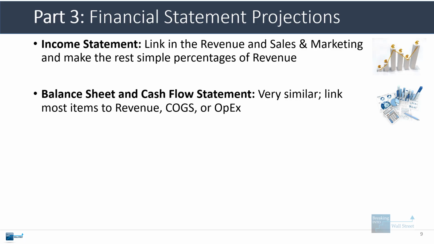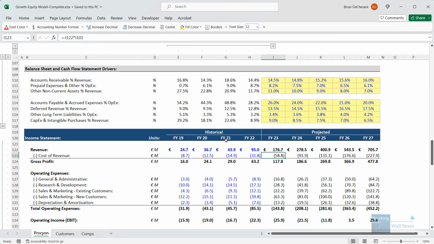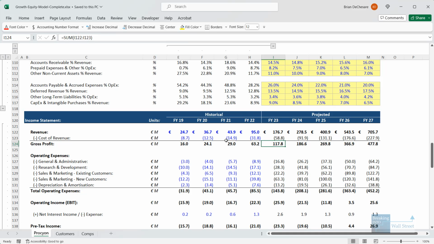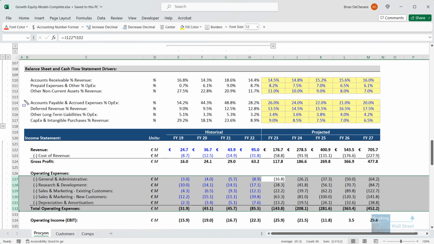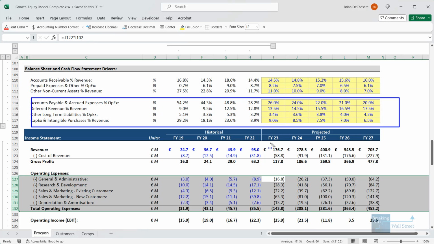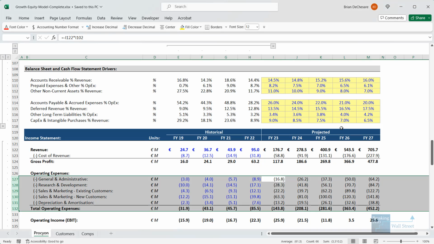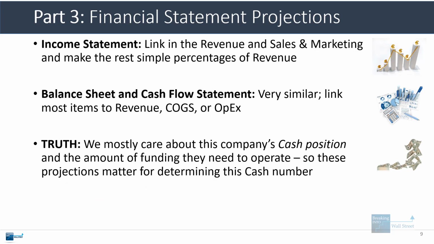The balance sheet and cash flow statement are quite similar. Most of these items here are going to be linked to the operating expenses, if you look at the drivers up here, or to the revenue, or to some combination of both. And once again, we just follow very simple historical trends. I think the main point here is that at this stage in the model, we care mostly about the company's cash position and what it means in terms of the amount of funding they need to raise in the future.